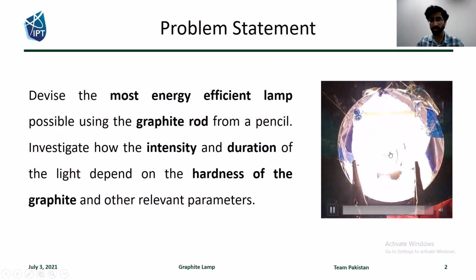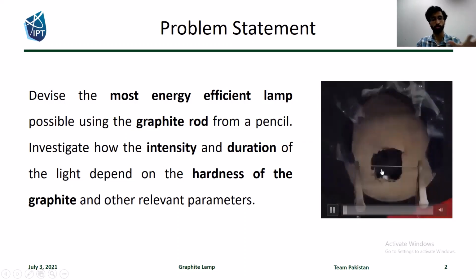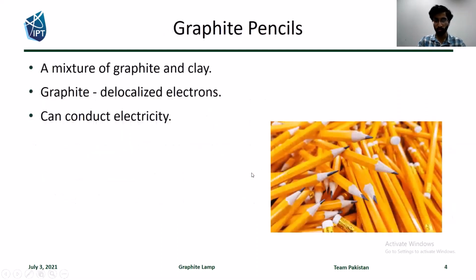You can clearly see from the image inserted, which we performed in our experiments, that we were able to achieve this phenomenon of getting the glow from the graphite rod. So let's move on. It's just a simple introduction of what graphite pencils are made of. It's a mixture of graphite and clay, and graphite has delocalized electrons, so they conduct electricity.